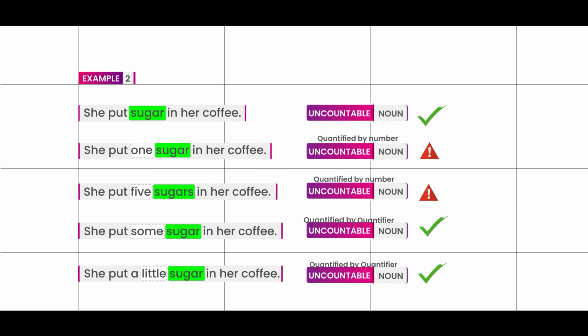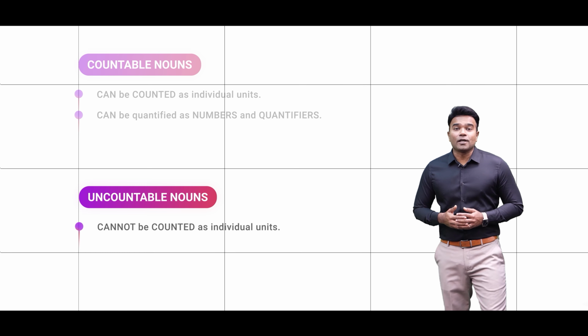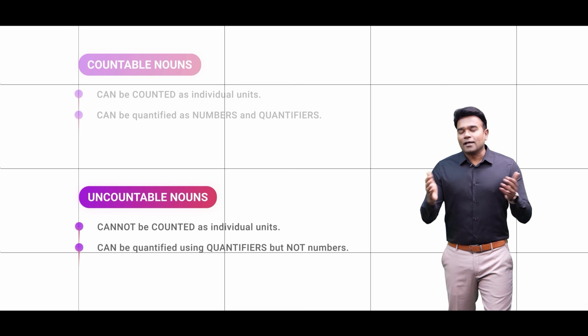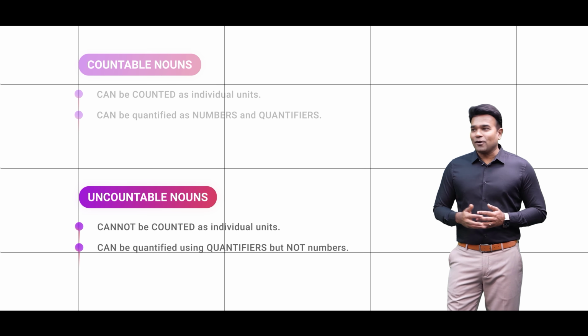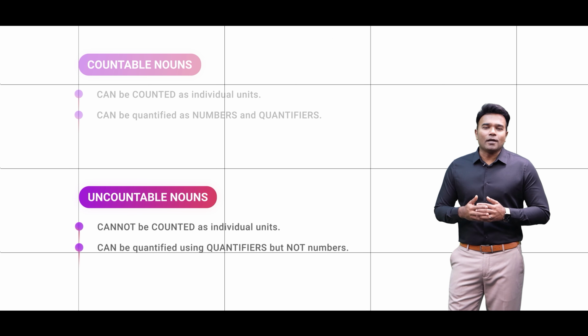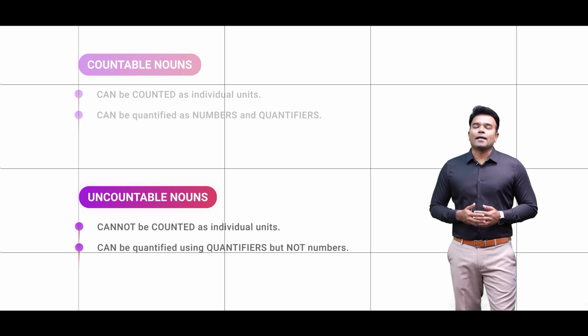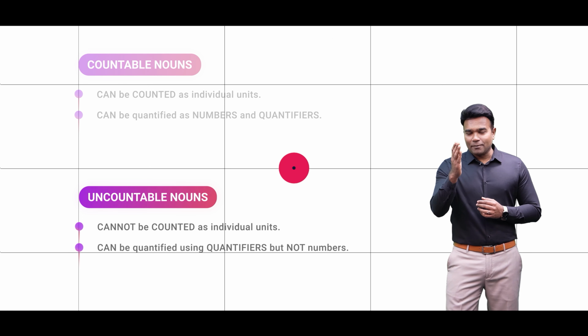So all said and done, I am sure that through these examples you have understood that uncountable nouns are nouns which cannot be counted as individual units, and that uncountable nouns cannot be quantified by numbers. However, they can definitely be quantified by using quantifiers. Now, I am sure you have been able to understand this. Anyway, let me substantiate this further through an additional example.